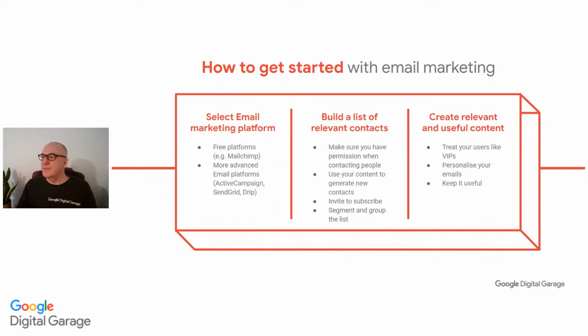So there are some platforms around which you can use on a free basis, like MailChimp. There are more advanced email platforms to see, again, how it works for you, the functionality that you need. And if you do need to upgrade to a paid email marketing platform, then potentially that's something that you can do, as you know that the interest is there. You need to build a relevant list of contacts so that, again, that permission, that opt-in basis is important, but you need to use your content to generate new contacts.